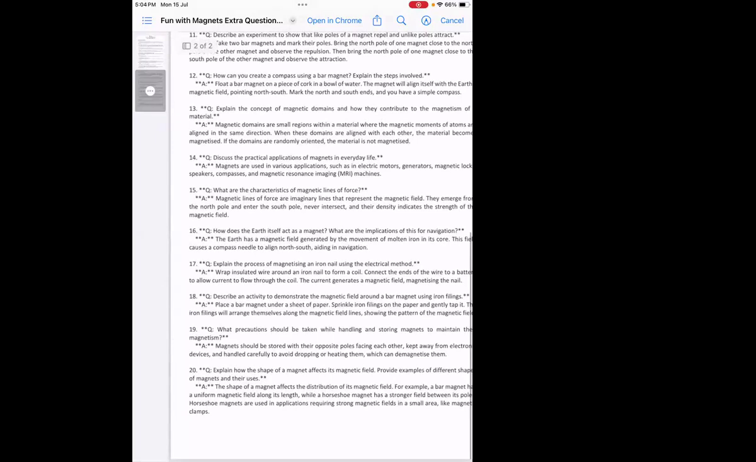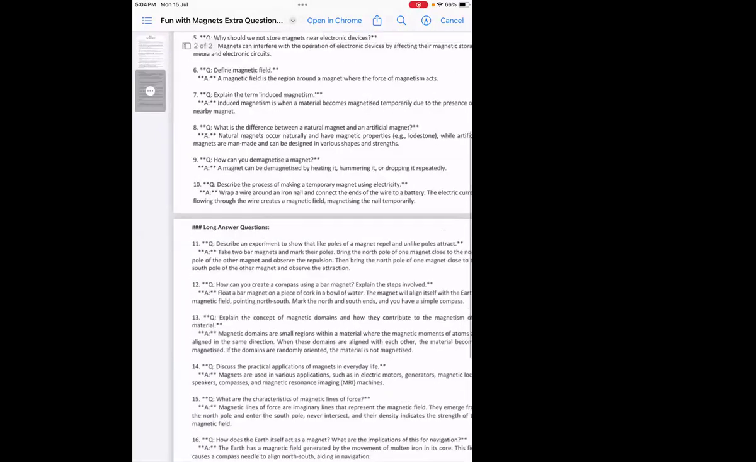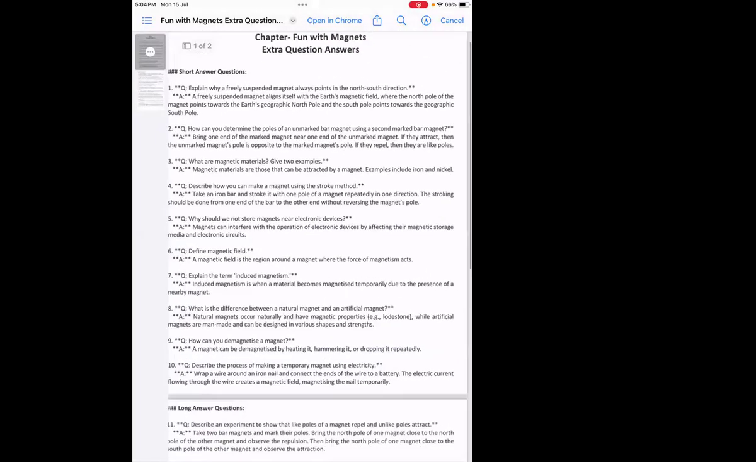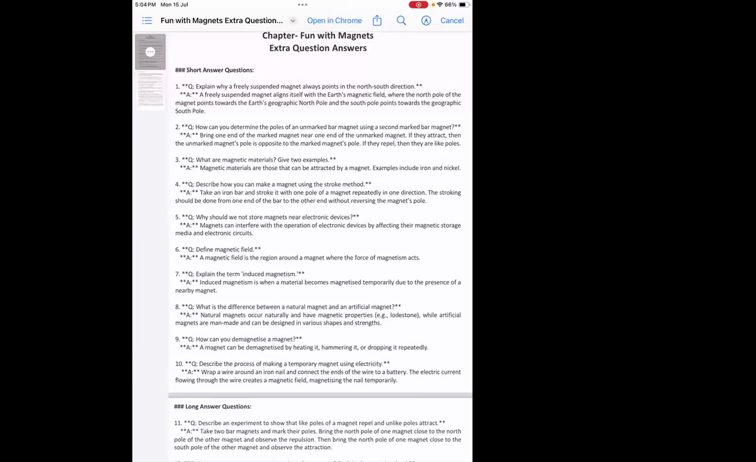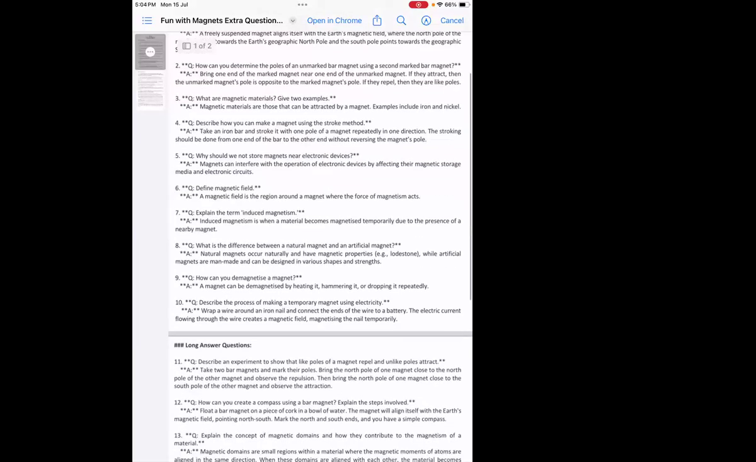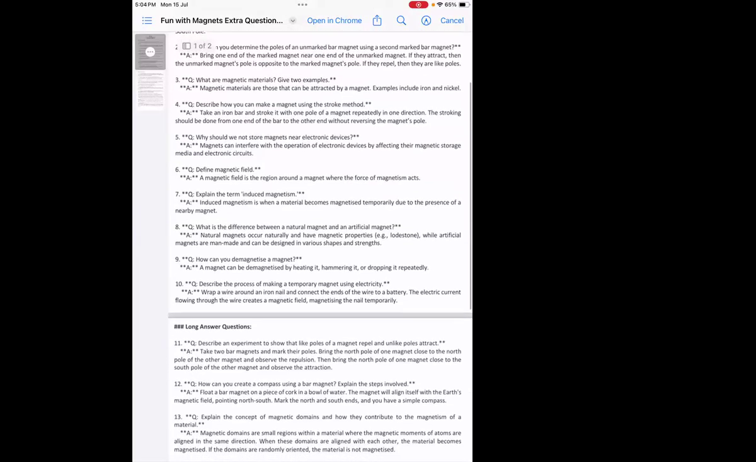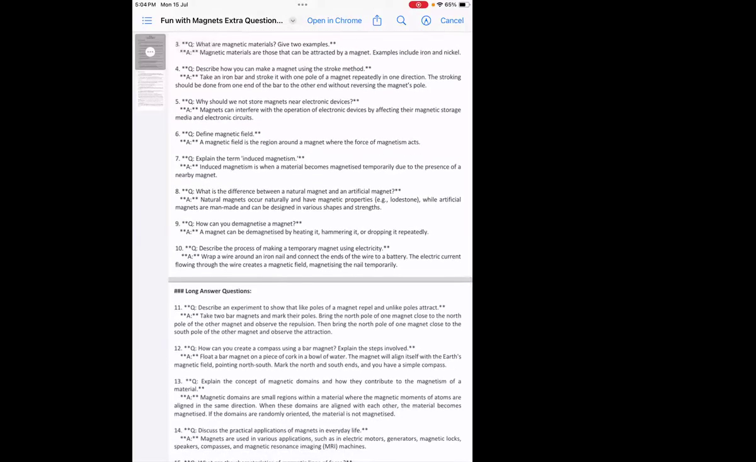Okay, ma'am. So most of the things we have already discussed. Question number one: why does a freely suspended magnet always point in the north-south direction? Question number two: how can you determine the poles of an unmarked bar magnet using a second bar magnet? Third: what are magnetic materials? Fourth is a topic we still have to discuss.